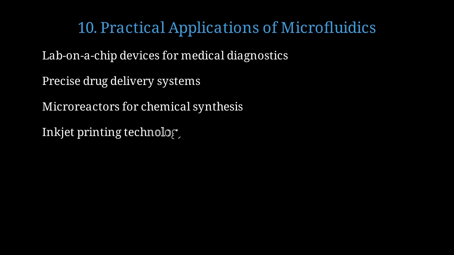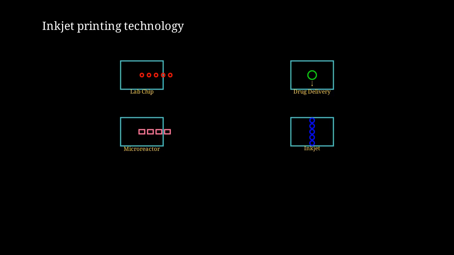Inkjet printing relies on microfluidic principles to eject tiny, perfectly controlled droplets of ink. Four revolutionary applications: lab chips analyze samples, drug delivery targets cells, microreactors synthesize chemicals, and inkjets print precisely.